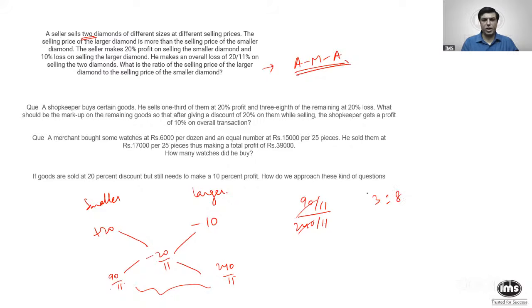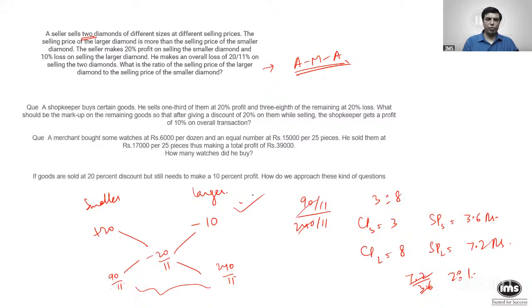Let us say the cost price of the smaller diamond is 3 rupees and the cost price of the larger diamond is 8 rupees. Now on the smaller diamond he is making 20% profit, so the selling price will be 3.6 rupees. And on the larger diamond he is making 10% loss, so the selling price will be 7.2 rupees. What is the ratio? This is the simplest way of solving. This is an averages, mixtures, allegation question, not so much a profit and loss question. If you want, you can frame an equation and solve. Otherwise, this is the simplest way of solving this question.